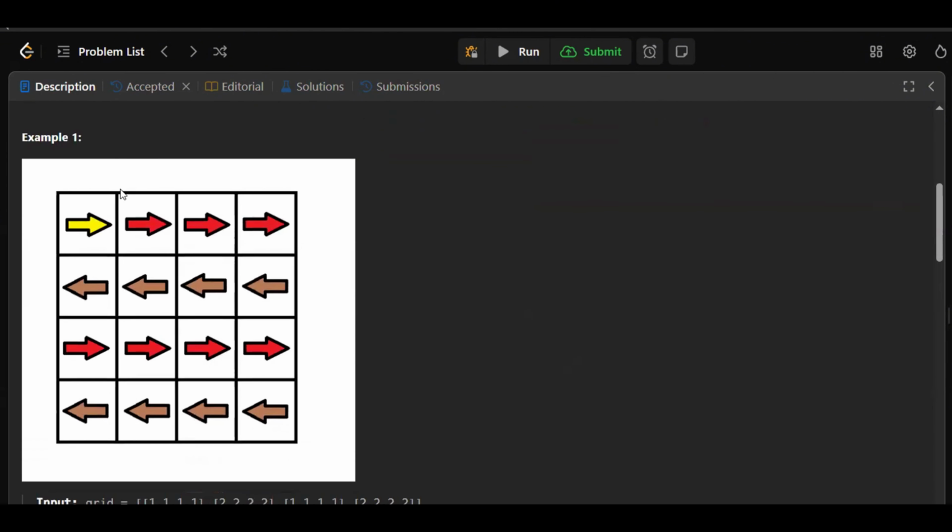Now, let's consider this example. Here, the directions are something like this. I hope you understood the problem statement. I will explain these examples in the next algorithm section.